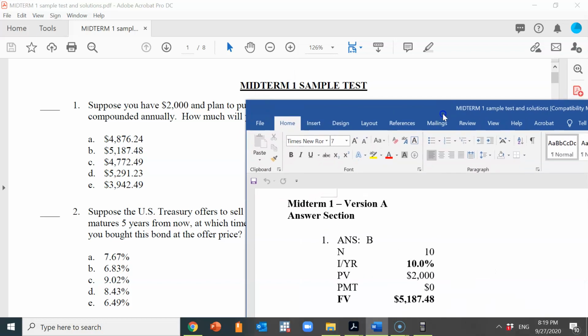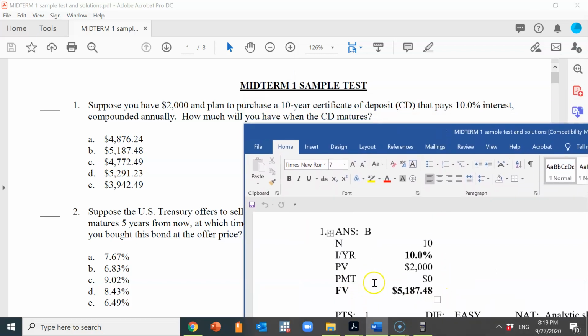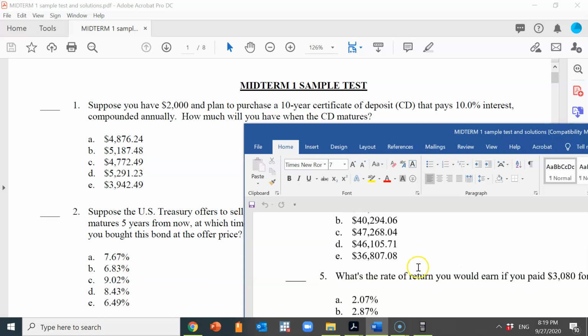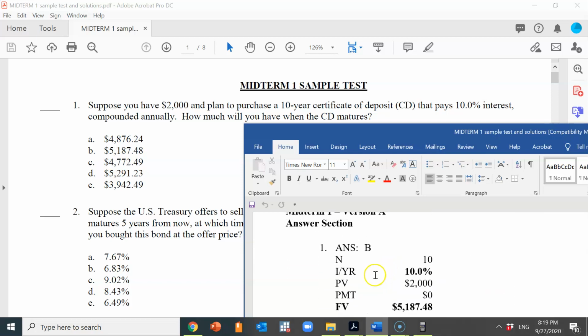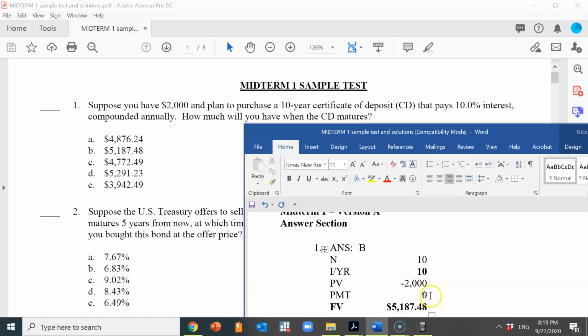Okay, because N should be 10 years. Okay, I should be 10. So you need to input, let me delete the percentage sign. Okay, the interest rate is 10%. And in the financial calculator, you should input 10 as I/Y. Okay, I/Y. For PV, you need to input negative 2,000. For payment, it's gonna be 0. Okay, you compute for future value.